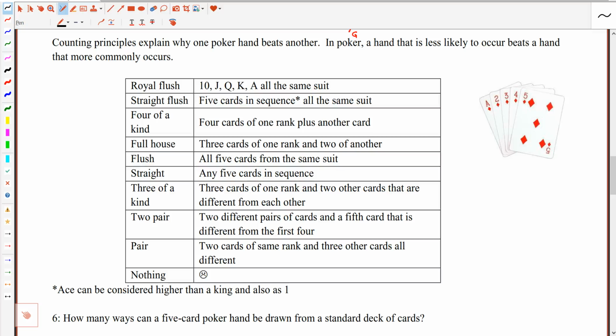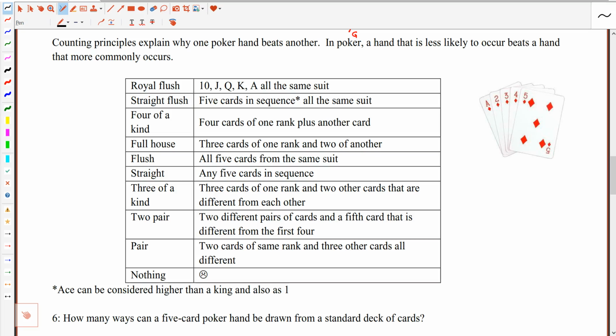Now, counting principles can be used to explain why in poker one hand beats another hand. So in poker, typically you have what's called a 5-card draw, which is the player will have 5 cards. And in poker, a hand that is less likely to occur will beat a hand that is more likely to occur. So down here I have a listing of the hands in poker.